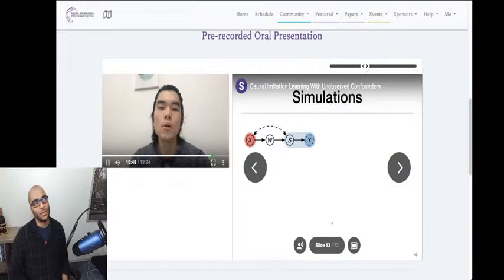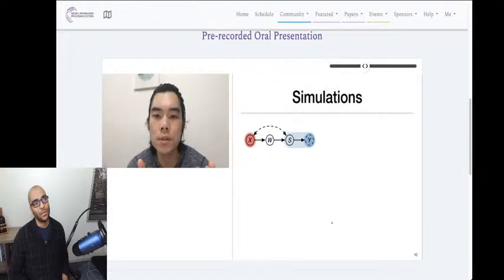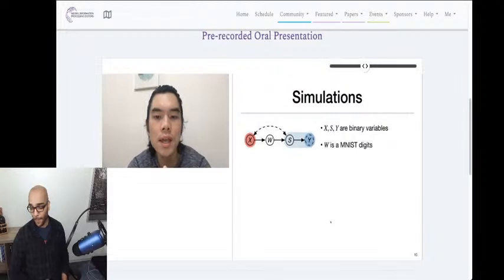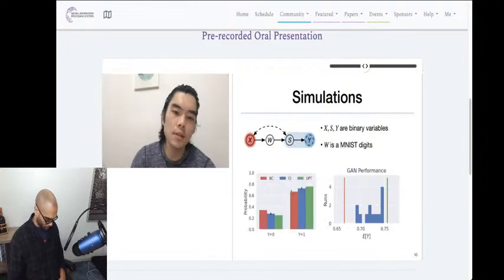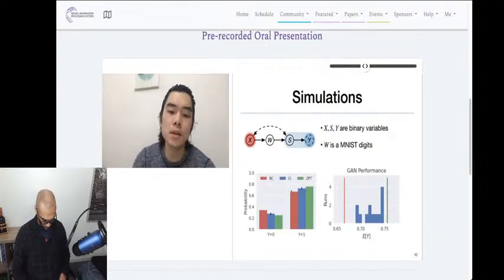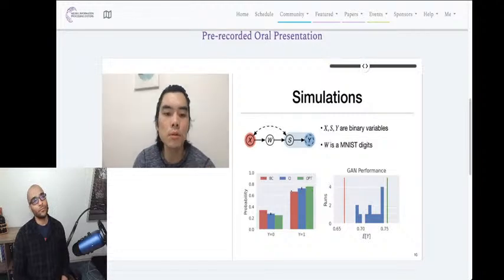We also run simulations in the paper for this example, where x, s, and y are binary variables, and w is a digit image drawn from the MNIST dataset. And our simulation results show that our causal imitation method, shown in blue, achieves better imitation performance compared to the naive behavior cloning BC, shown in red. If you are interested in details of experiments, please check out paper and appendix.